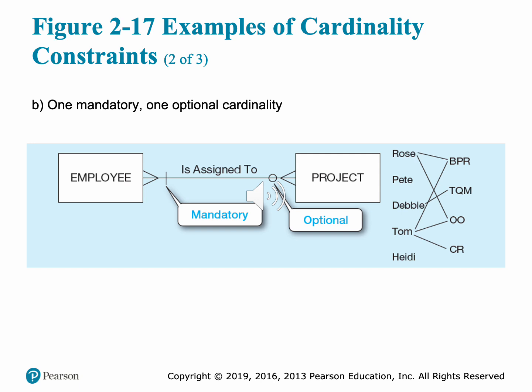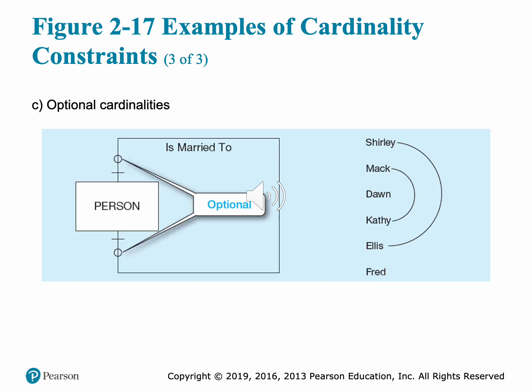The figure shows a binary many-to-many relationship. In this case, one side is mandatory and the other is optional. Here, every project must have at least one employee assigned to it, but it is possible for an employee not to be assigned to any projects.